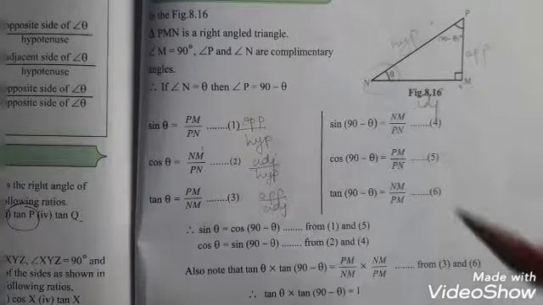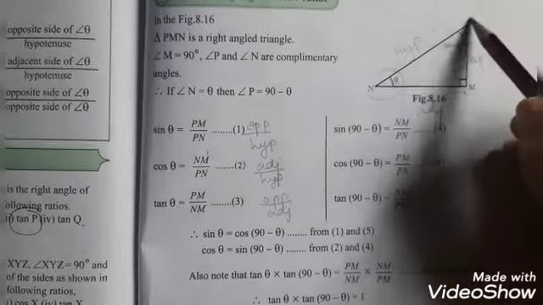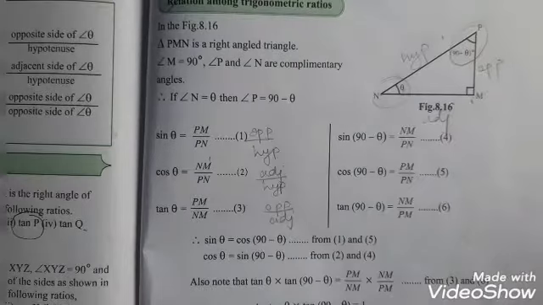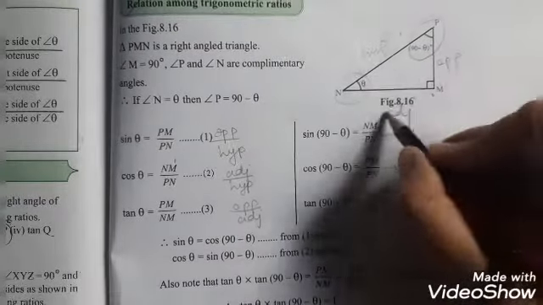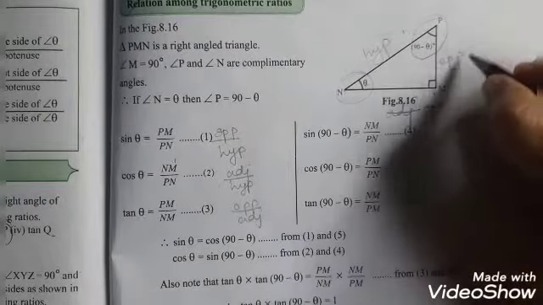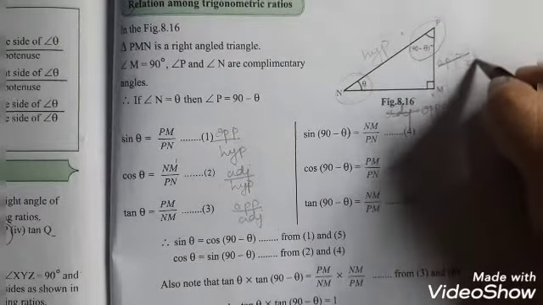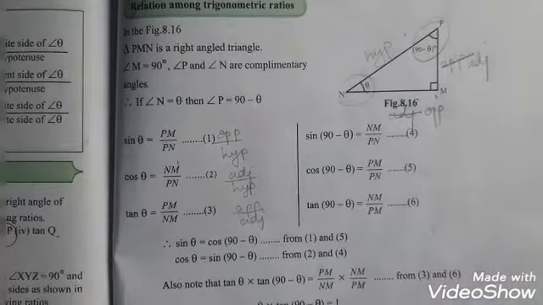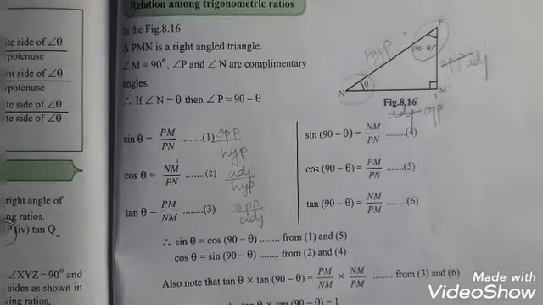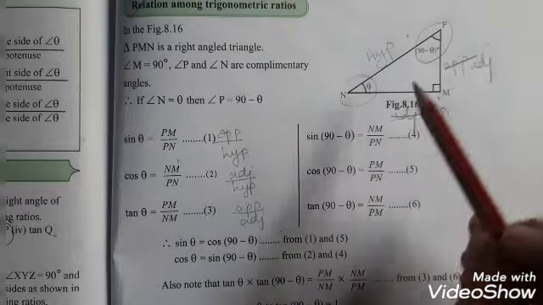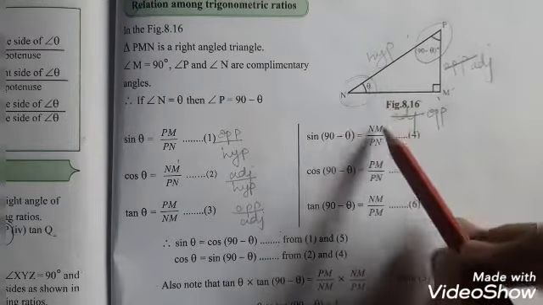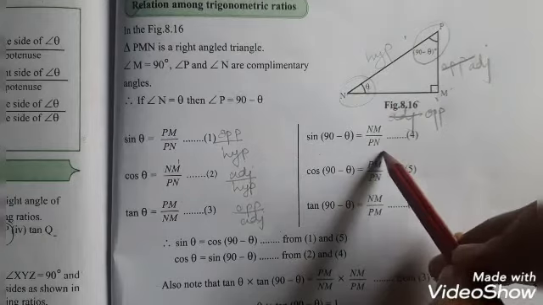Now we will find sine 90 minus theta. So when your angle is 90 minus theta, if this is your angle, this becomes your opposite side and this becomes your adjacent side. The hypotenuse side remains the same. So now sine is opposite upon hypotenuse. So which is opposite side? MN. So MN upon hypotenuse is PN.